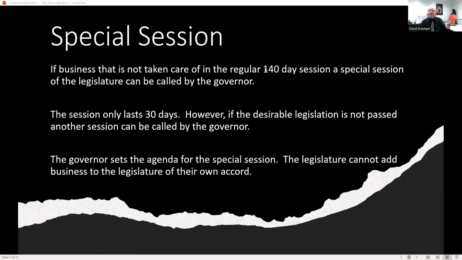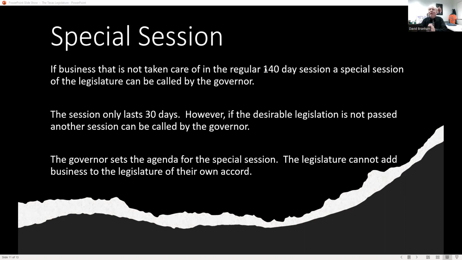A special session. If business is not taken care of in the regular 140-day session, a special session of the legislature can be called by the governor. The session only lasts 30 days. However, if the desirable legislation is not passed, another session can be called by the governor. The governor sets the agenda for the special session. So the legislature can't come in and add things to the agenda.